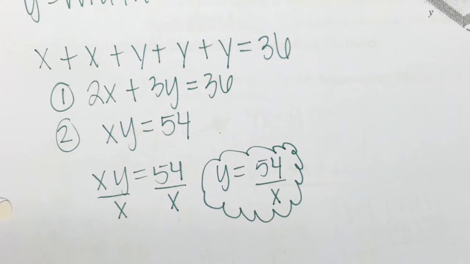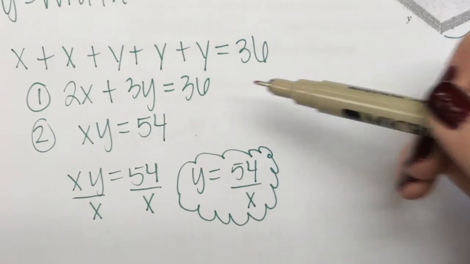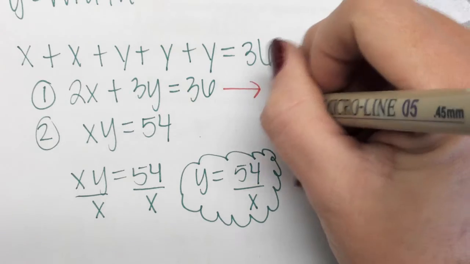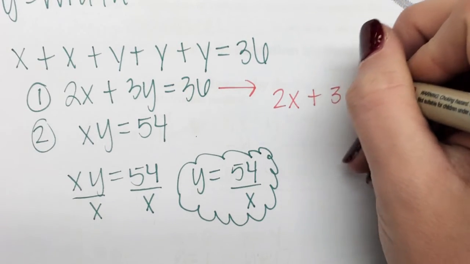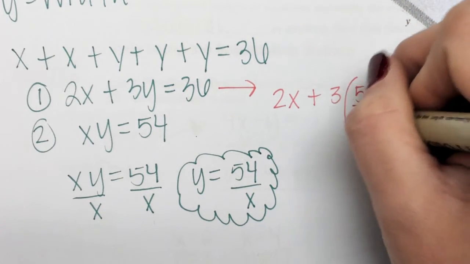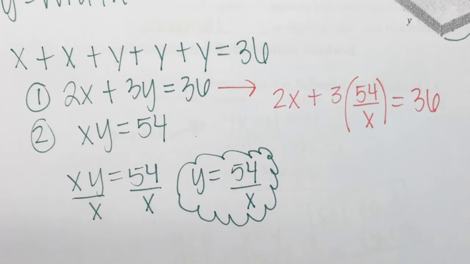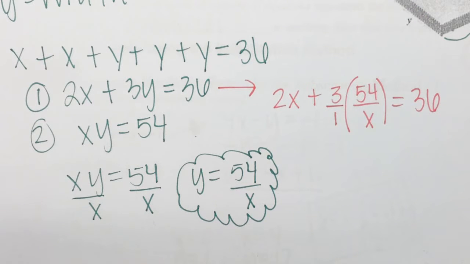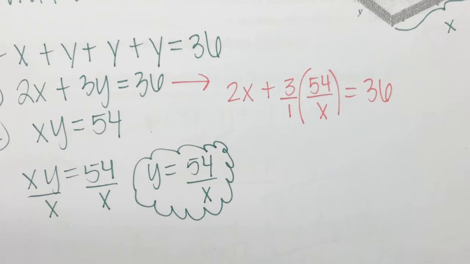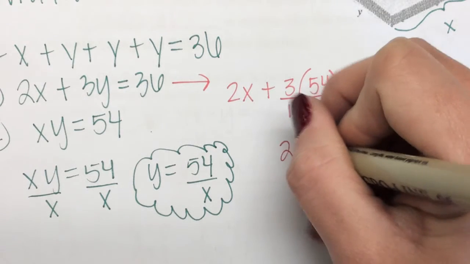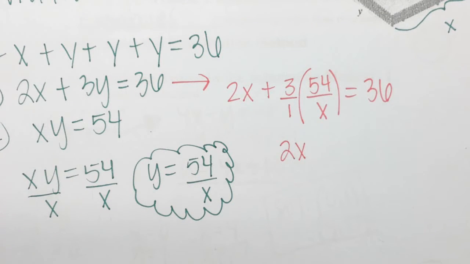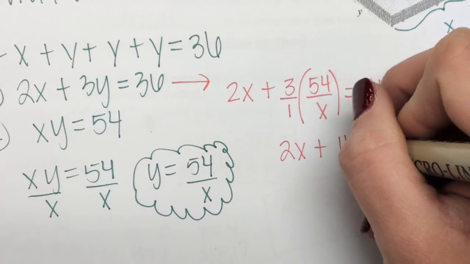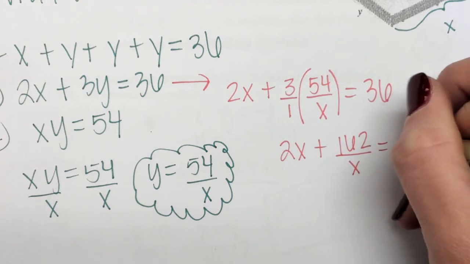So we've solved for y. We need to plug this in for what? Y into the other equation, which was this one. So tell me how to rewrite that. 2x plus 3 times 54 over x equals 36. Very good. I'm going to write this as 3 over 1. Just change it to a fraction. When I multiply fractions, I multiply straight across. So what's 3 times 54? 162. It's going to be 162 over what? X.